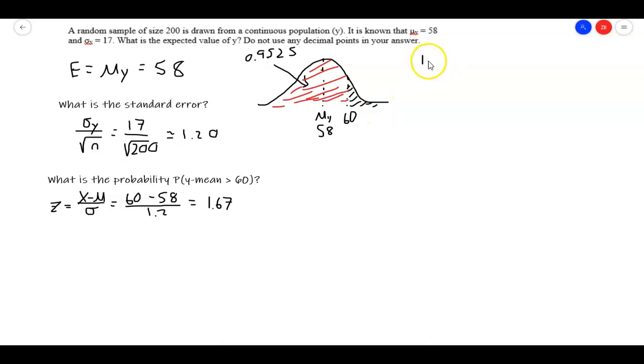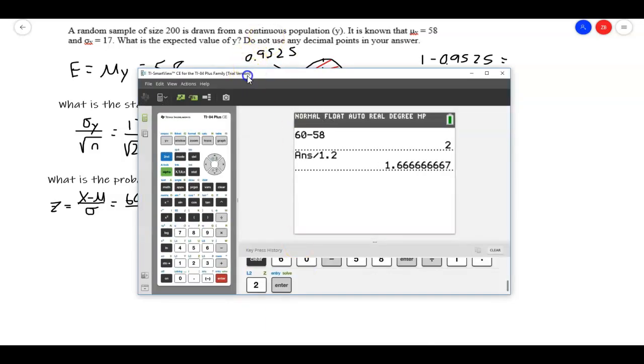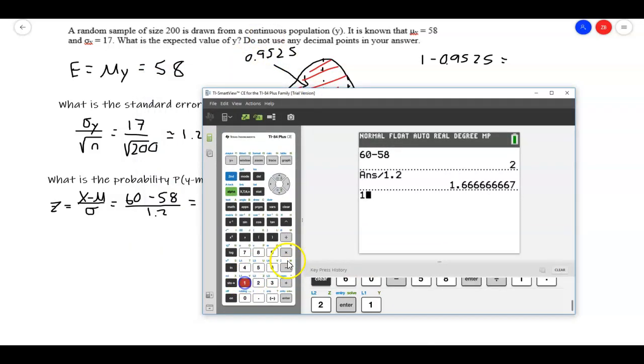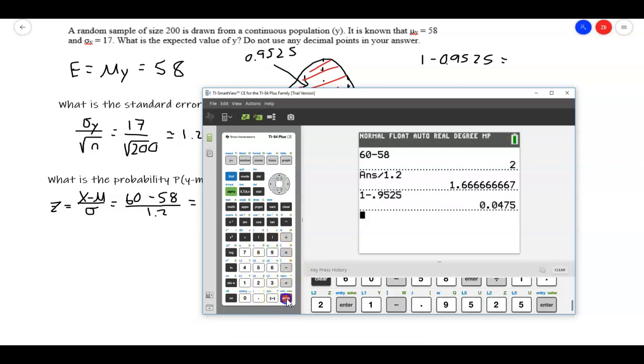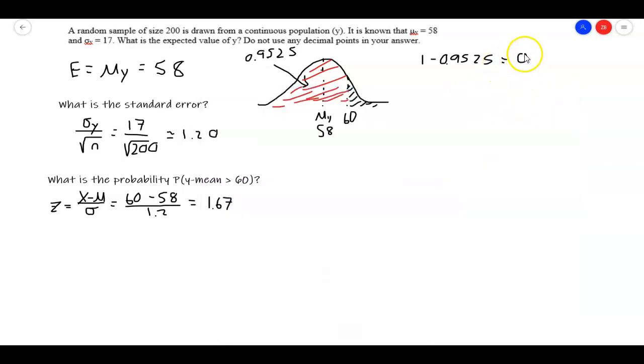So if I take 1 minus the area that I just found, 0.9525, I'm going to get, well, let's pull up the calculator. So 1 minus 0.9525, that's equal to 0.0475. And that's going to be my answer down here.